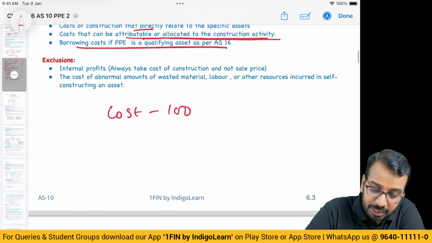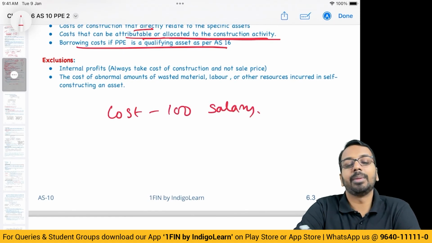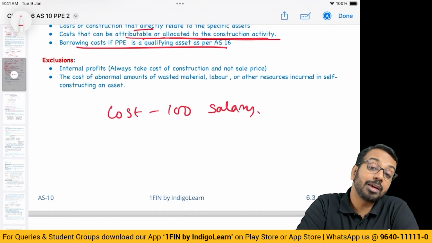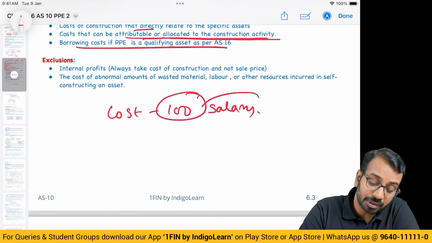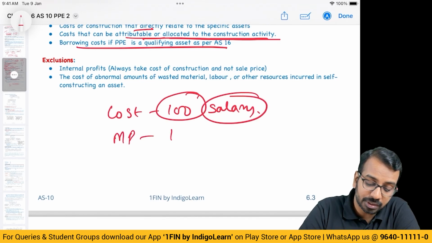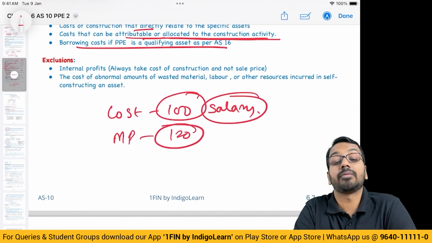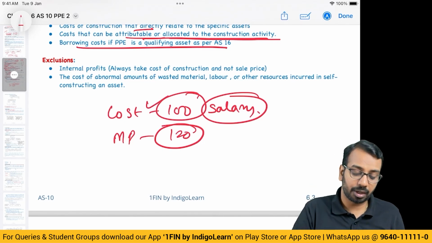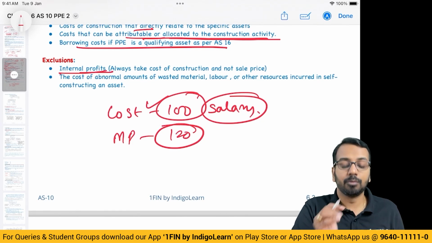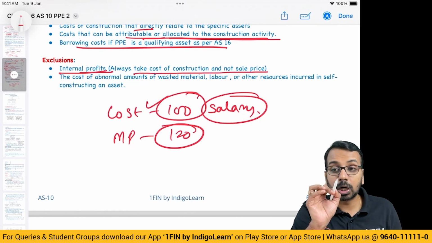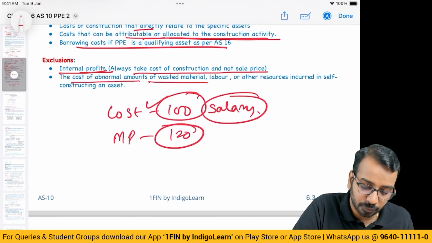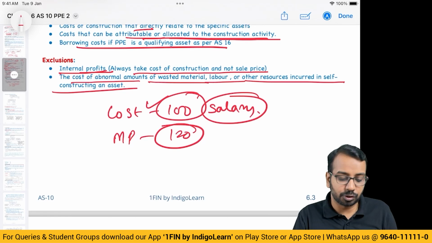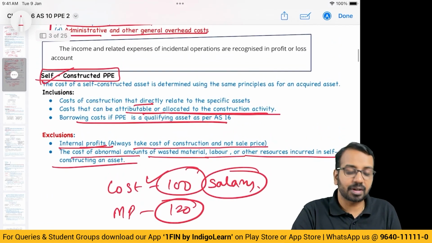cost may be 100. Let us say salary. So when I'm building my own office, or when I'm constructing my own building, then I may use my own workers, and 100 may be the salary cost. Market price of the same may be 120. If I have to get it done from outsiders, I'll have to pay 120. So what should I capitalize? I should capitalize only 100. Any internal profit will be removed. Always take the cost of construction, not the selling price. Second, any abnormal amount of wasted material, labor or other resources, you should exclude. Okay, so that is one principle which you have to keep in mind when it comes to self-constructed PPE.